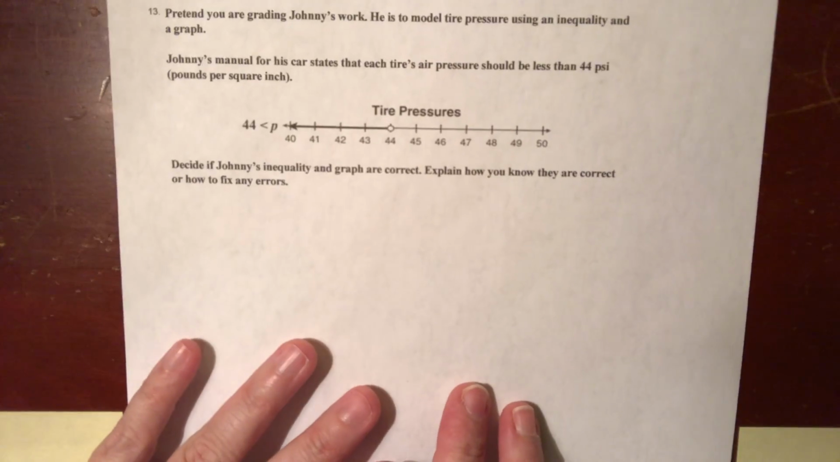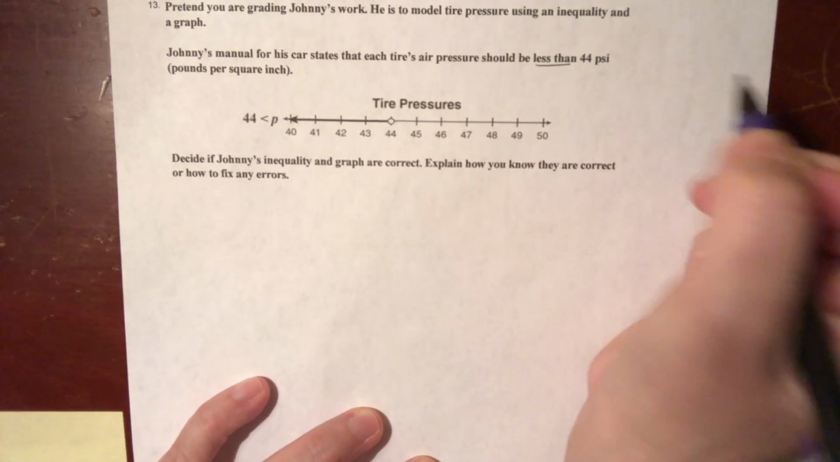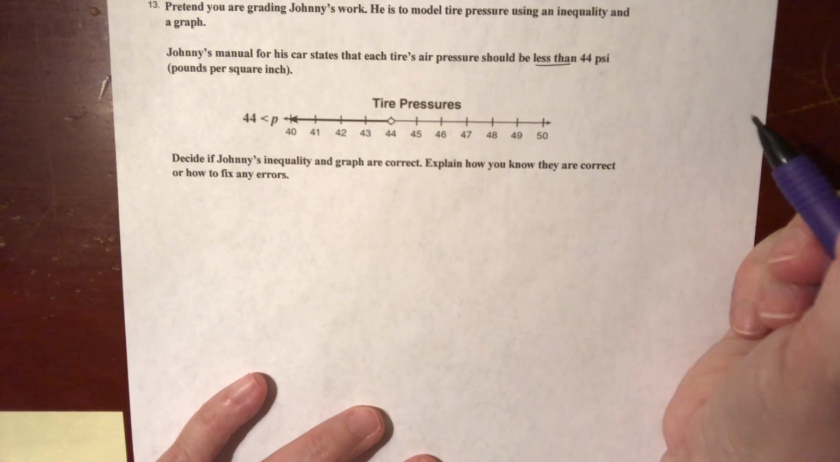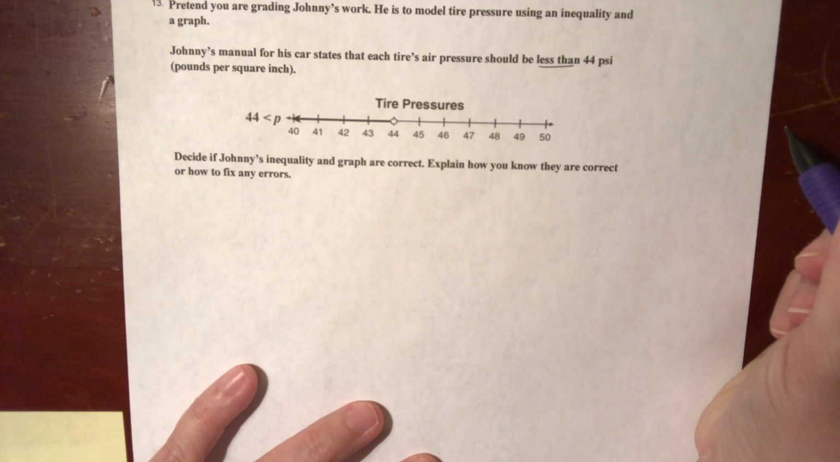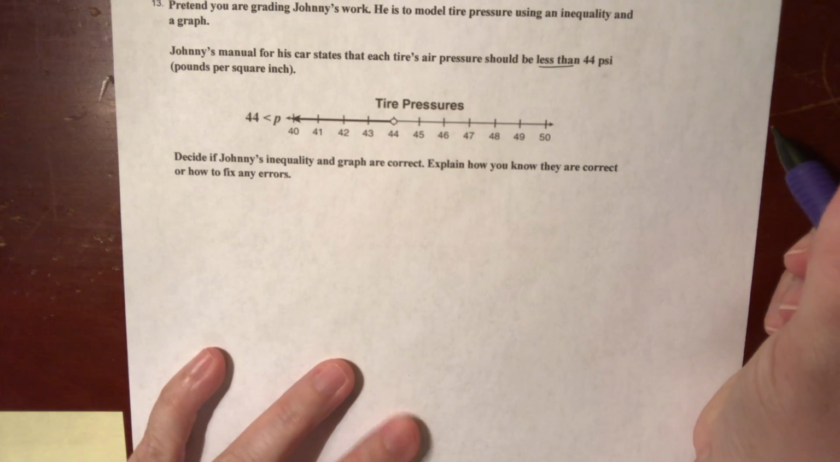Okay, and the last one. Pretend you're grading Johnny's work. He is to model tire pressure using an inequality and a graph. Johnny's manual for his car states that each tire's air pressure should be less than 44 psi, which is pounds per square inch. Decide if Johnny's inequality and graph are correct. Explain how you know they are correct or how to fix any errors.